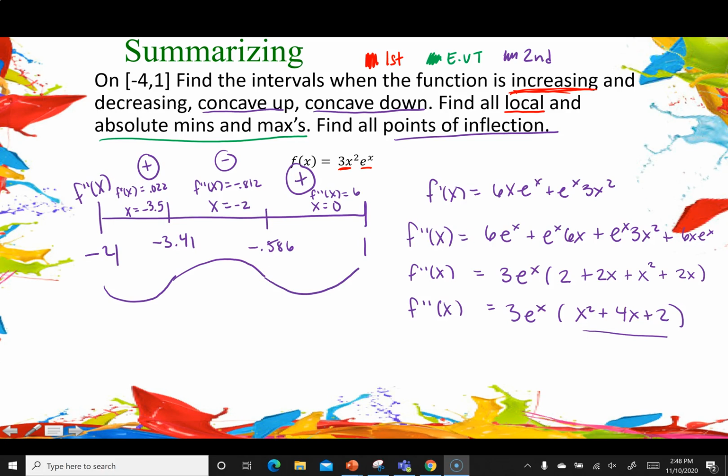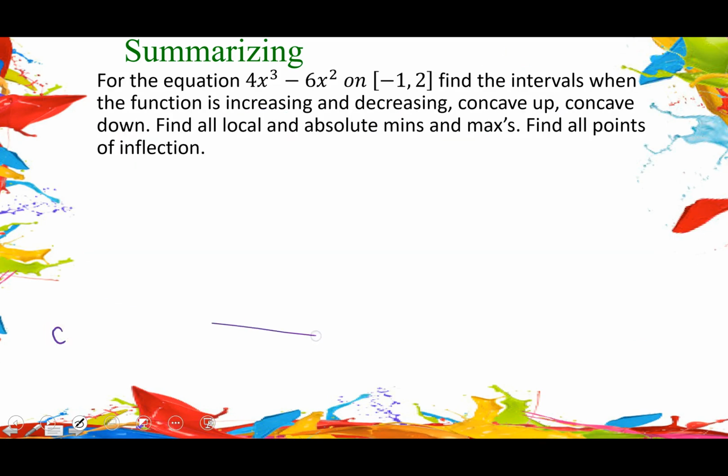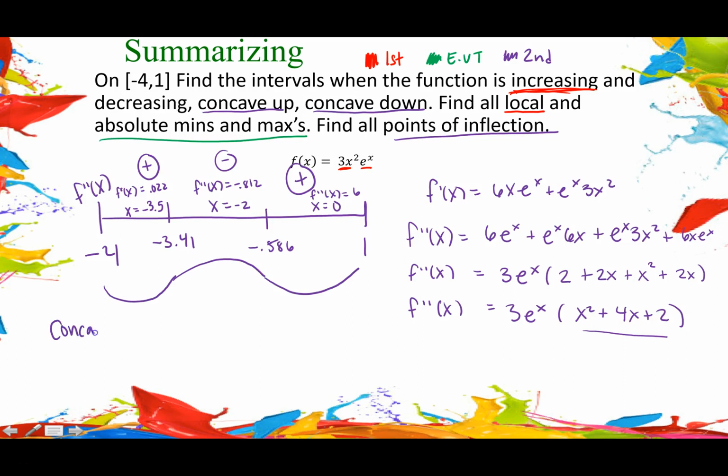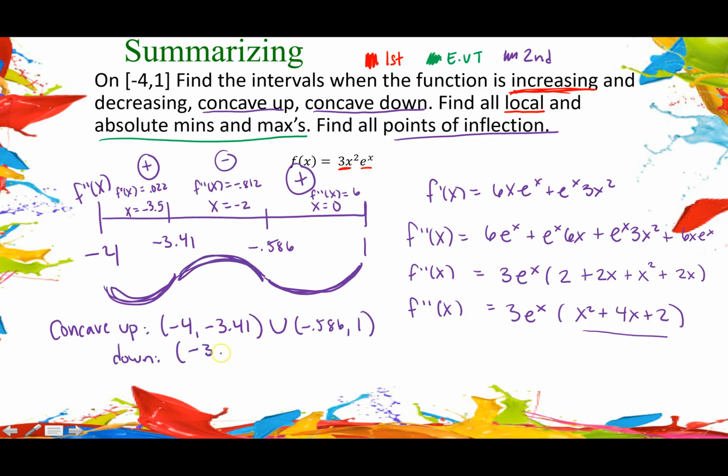Let's start with concavity. So we've got concave up right here. So that would be from negative 4 to negative 3.41. But then we also have concave up right here. So we're going to have a union, negative 0.586 to 1. Okay, we're using these values as our x's. These are intervals, they're not coordinates. We are concave down just from here to here, or negative 3.41 to negative 0.586.